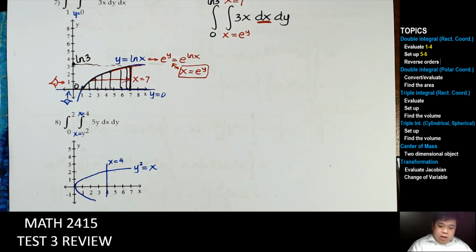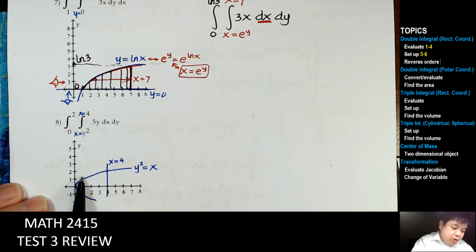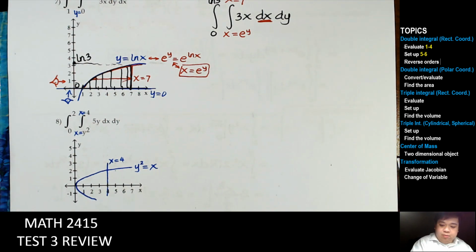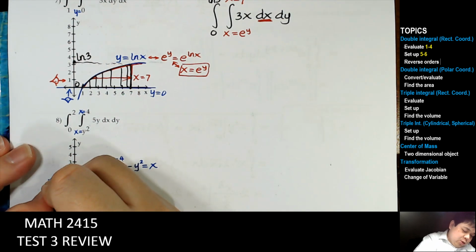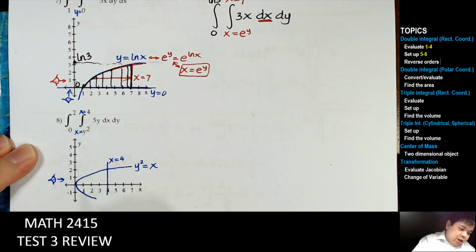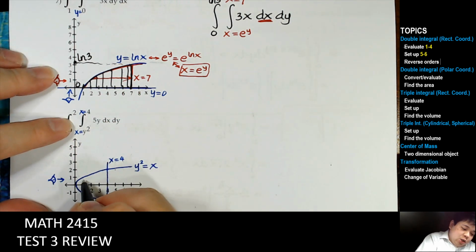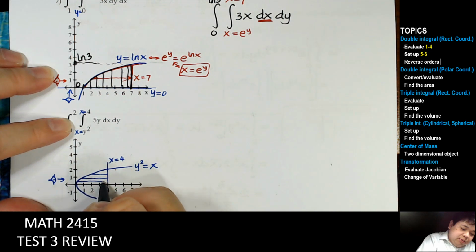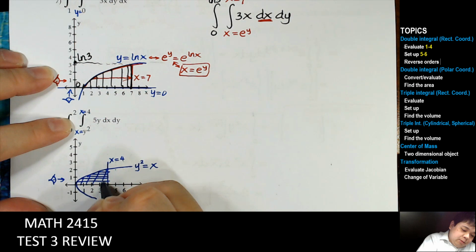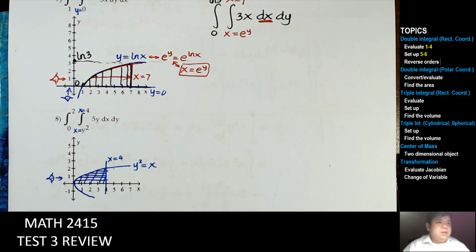Right. So my question is, are we talking about this one or are we talking about this one? Right. Let's just look at the integral. dx in the inside, right? So we look along the x-axis. The first thing we'll see is the curve and then the line. So it goes from the curve to the line. So we're talking about this region. That one.